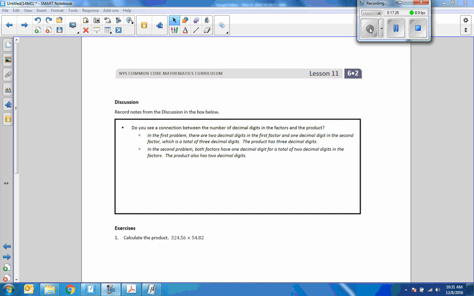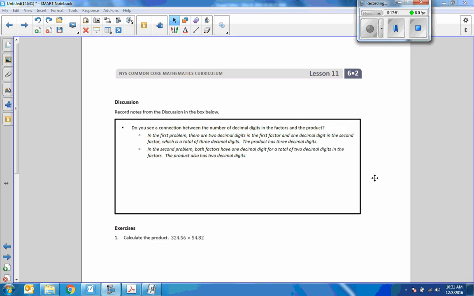Okay, so you don't have to have this exact, but what yours says should be similar to this. So in the first problem, there are 2 decimal digits in the first factor and 1 decimal digit in the second factor, which is a total of 3 decimals. The product had 3. In the second problem, both factors have 1 decimal digit for a total of 2 decimal digits in the factors. The product also has 2 decimal digits.